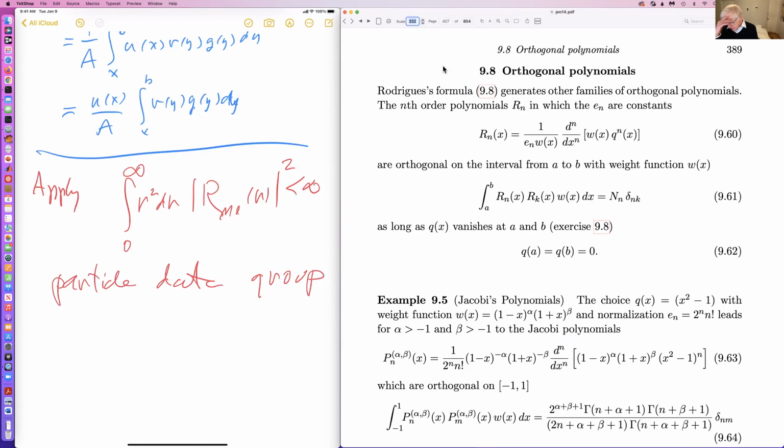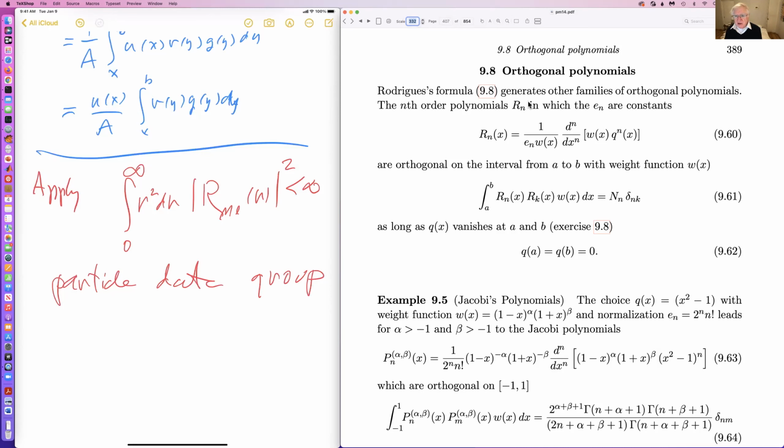Now, Legendre polynomials are orthogonal polynomials, and there's a whole family of orthogonal polynomials, or I should say there's a whole generation of families of orthogonal polynomials. And you can generate them using a generalization of Rodrigues's formula. And in fact, I'm sure Rodrigues himself introduced this formula.